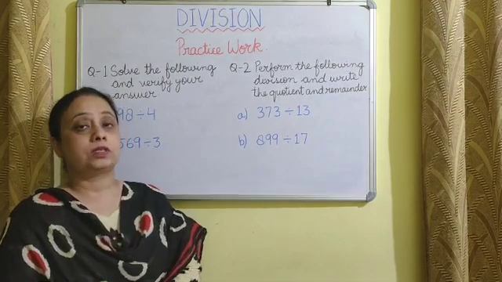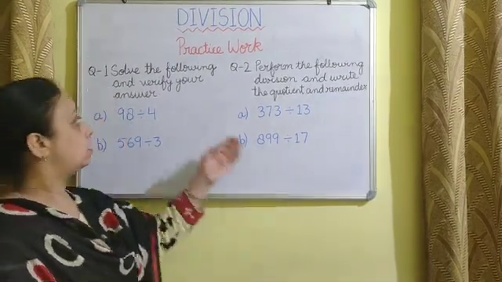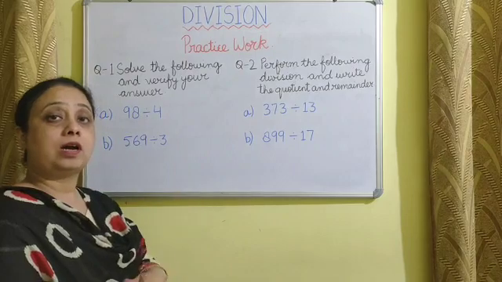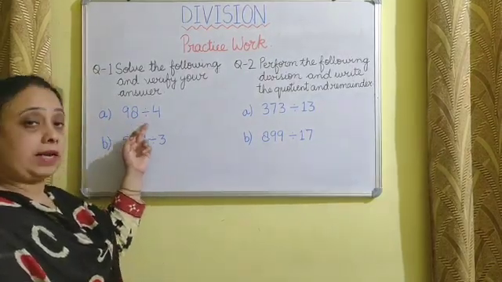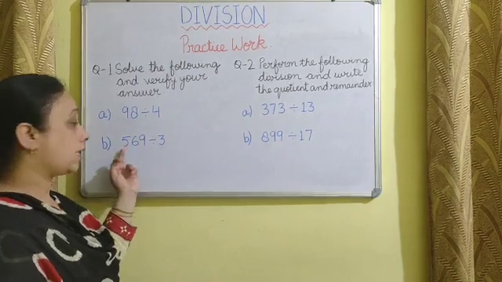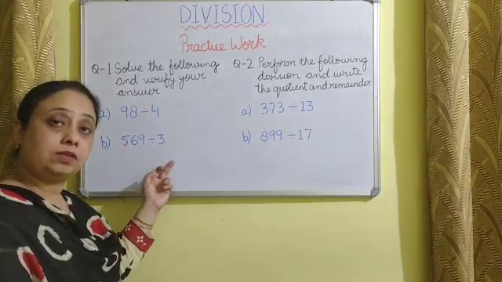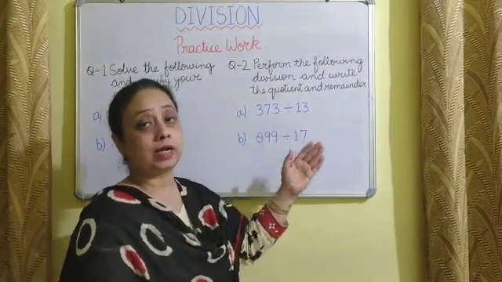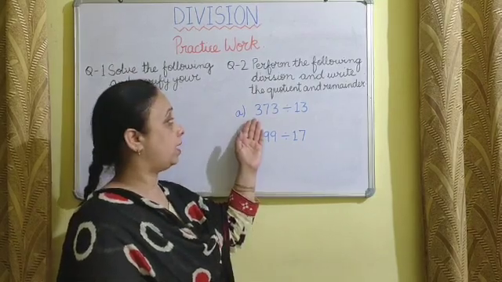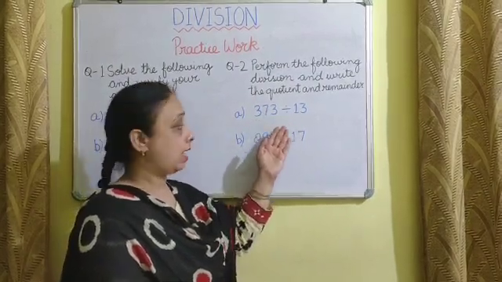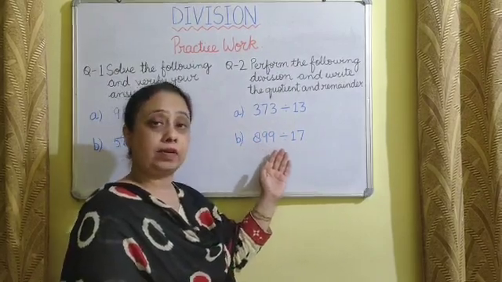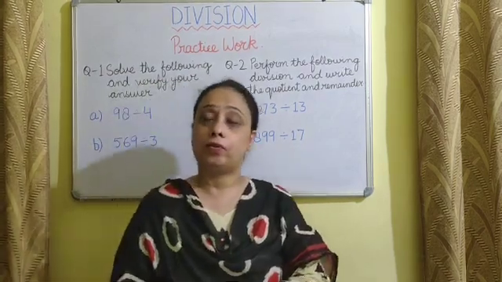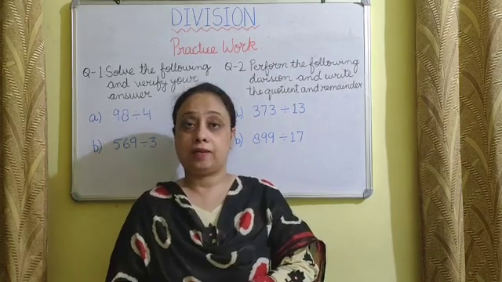Now I have 2 questions for you to practice. In the first question, you have to solve, that is you have to divide first and then you have to verify your answer. The first is 998 divided by 4 and the second is 569 divided by 3. The second question is you have to perform the following division and write the quotient and remainder. The first is you have to divide 373 by 13 and the second is you have to divide 899 by 17. This is all you have to do for your practice. Learn the tables and divide carefully.